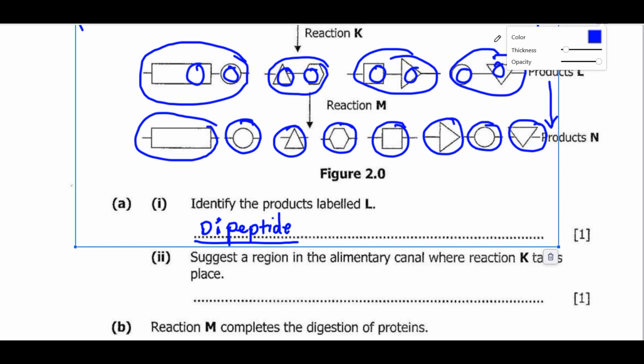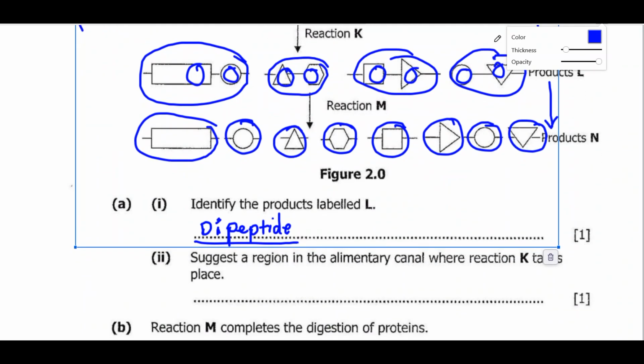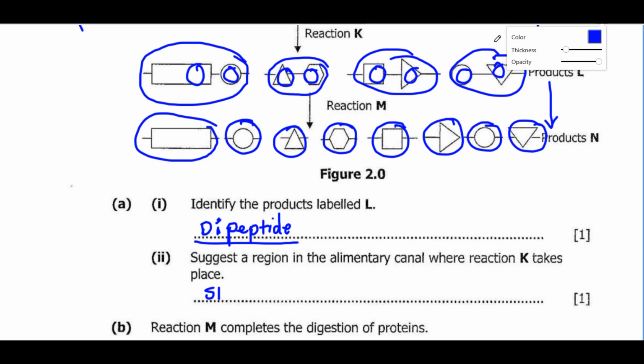Suggest a region in the alimentary canal where reaction K takes place. So reaction K is where we are looking at the protein changes into the peptide. So this is just the region where the digestion of proteins begins. So it begins in the stomach. So that's our answer. So this is the stomach. As simple as that.